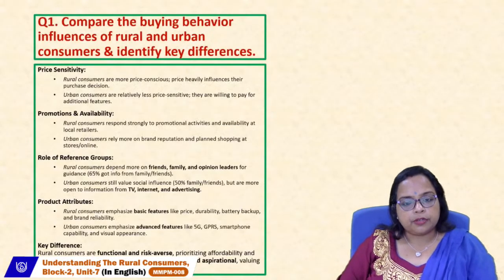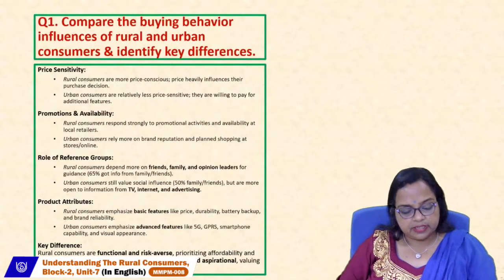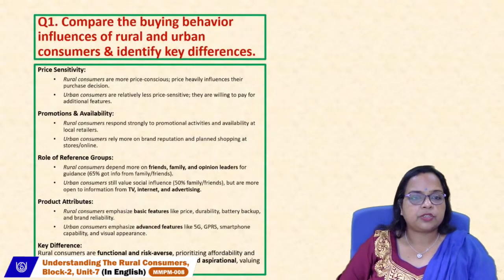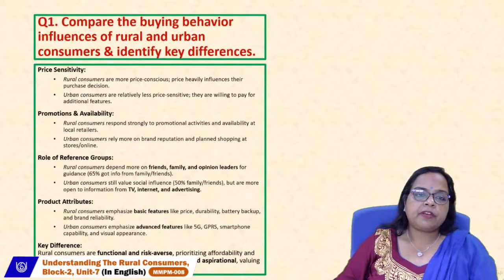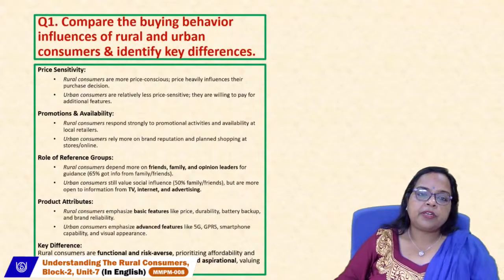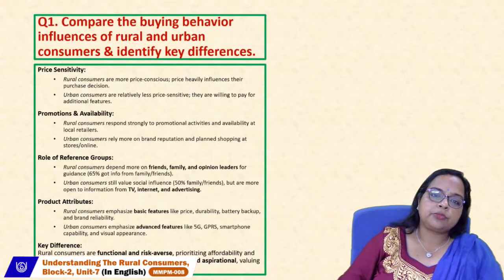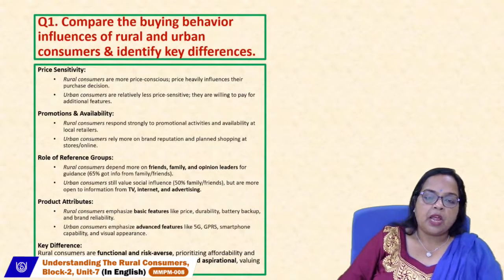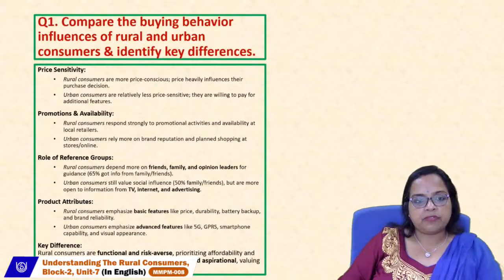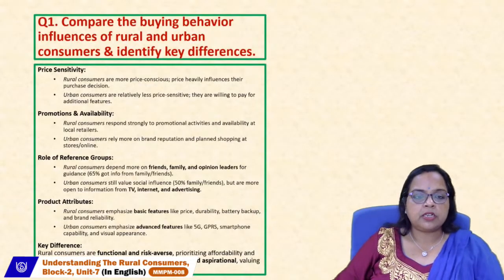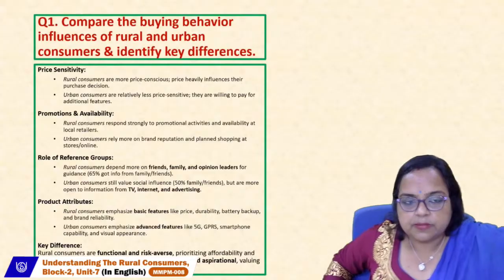If you follow your handouts, there are three questions. Let's discuss these three questions. The first question is to compare the buying behavior influences of rural and urban consumers and identify the key differences. The question demands that you write a comparison between the buying behavior of rural and urban consumers, the factors that influence their buying behavior, and the key differences between them. So the first factor is price sensitivity.